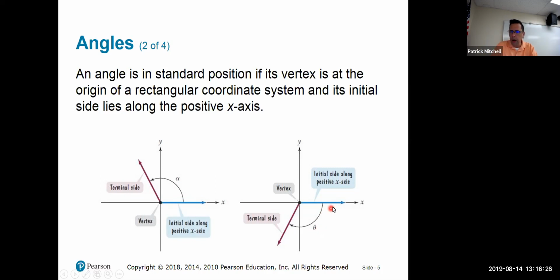Okay. So here's another angle in standard position. And this time we went in this direction, in the clockwise direction. And the terminal side of this angle is over in quadrant 3. So those are a couple of examples of angles in standard position.